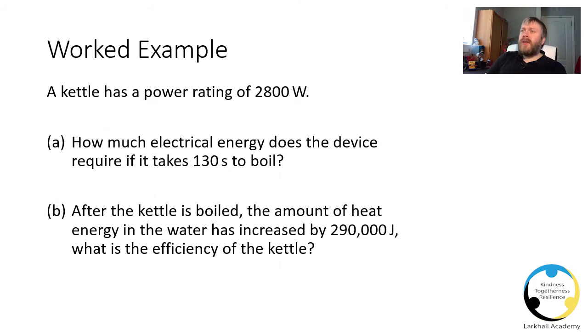So we've got a kettle, and it has a power rating of 2,800 watts. Now if you were to look back at the rating plate on the kettle that I showed you, you'll see that rating is somewhere in the middle of the range that the kettle was expected to operate at. So our kettle here has a power rating of 2,800 watts.